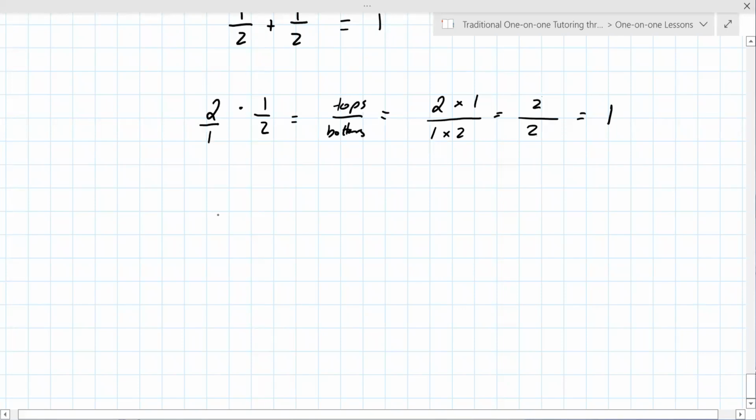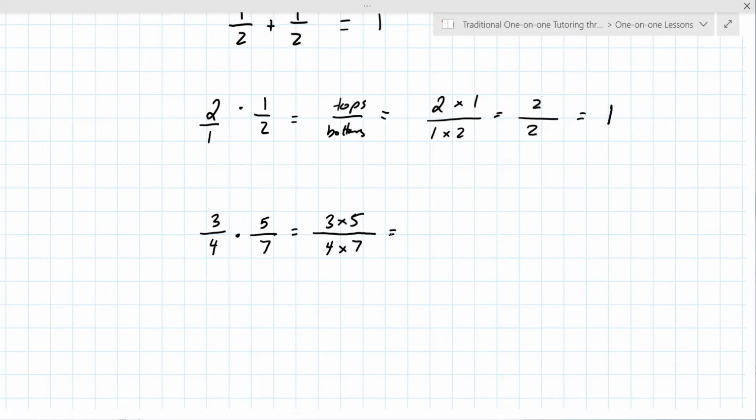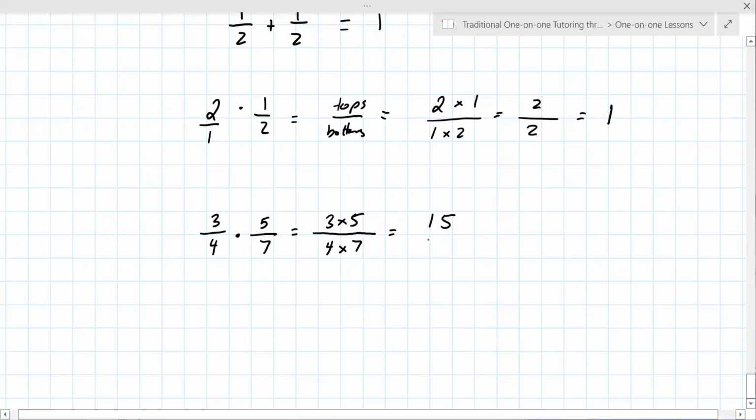Okay, let's try something a little different. Let's try 3/4 times 5/7. So I want you to multiply the top numbers 3 times 5 and the bottom numbers 4 times 7. Can you multiply those numbers for me? 3 times 5 is 15, and 4 times 7 is 28. Very good.